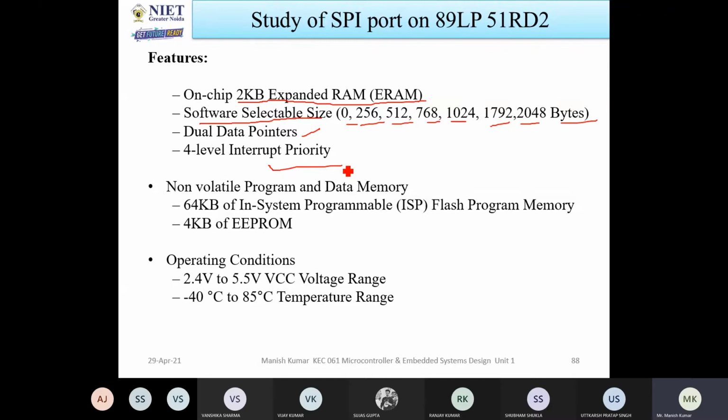Same type से 89LP51RD2 में 4 level interrupt priority होती है. ये डिसाइड करता है कि which priority is important. That priority is decided as the highest priority, and that task will be executed.